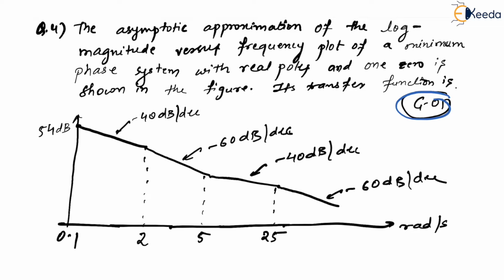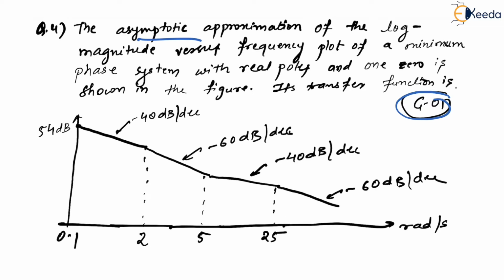Yes, dear, it is a GATE 2001 question. The asymptotic approximation of the log magnitude versus frequency plot of a minimum phase system with real poles and zeros is shown in the figure. Its transfer function is. Basically, we are supposed to find the transfer function. Magnitude plot is given.